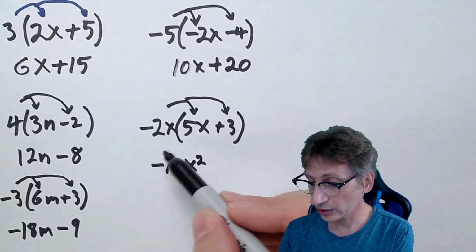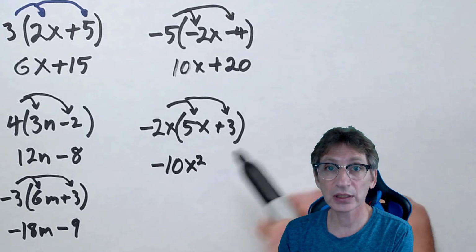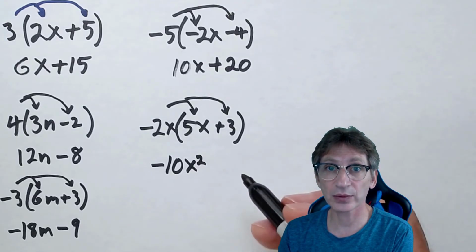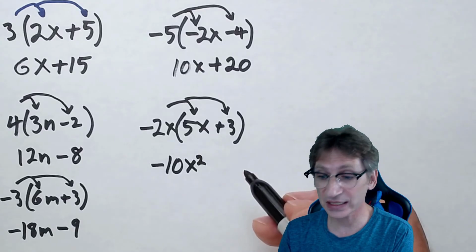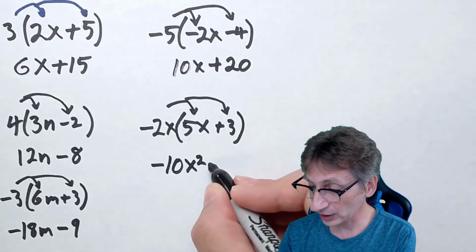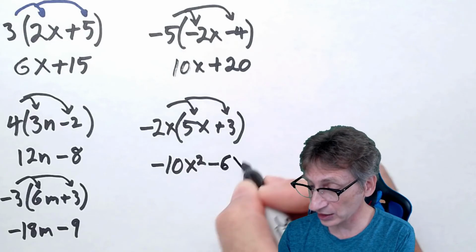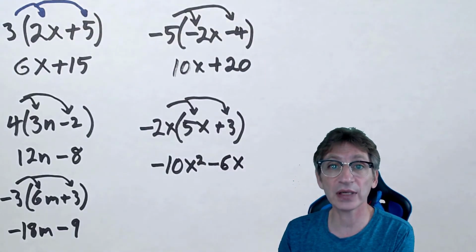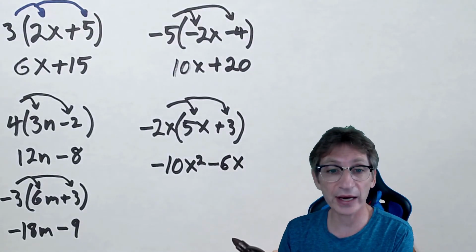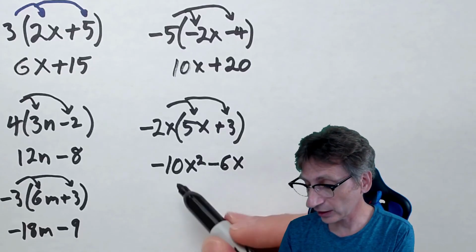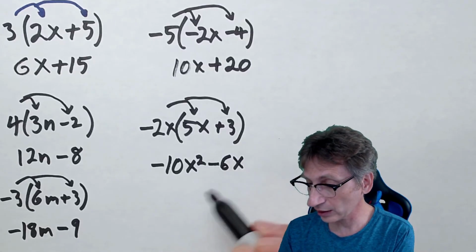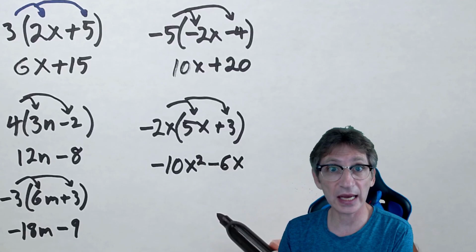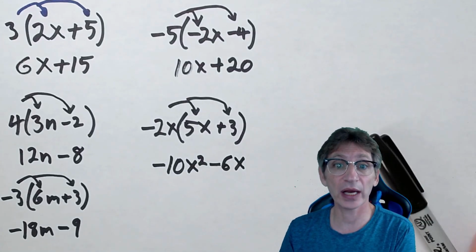Negative 2x times positive 3 is negative 6x. So I write down negative 6x. And magically, by writing down negative 6x, I see it as subtraction. So the negative 2x times the terms in the parentheses 5x plus 3 becomes negative 10x squared minus 6x. And that is how to apply the distributive property.